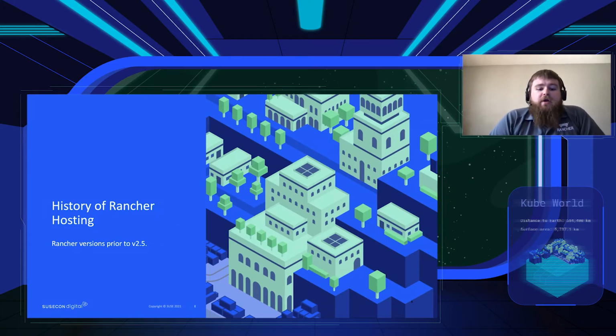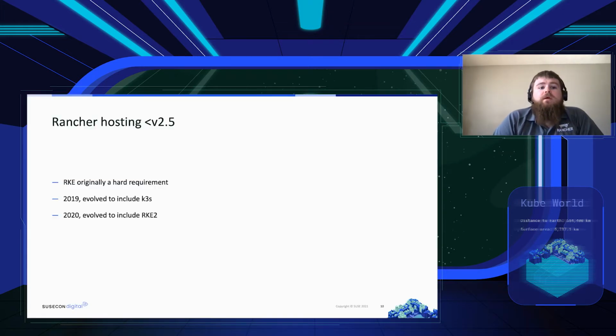Starting with the history of Rancher hosting. Now we're talking Rancher versions prior to version 2.5. Again, that is the current present version of Rancher as of this presentation. Prior to version 2.5, RKE, or the Rancher Kubernetes Engine, was originally a hard requirement, meaning that if you wanted to run Rancher on a Kubernetes cluster, the distribution of that cluster needed to be RKE. In 2019, that requirement evolved to include K3S, and then in 2020, it evolved to include RKE2.